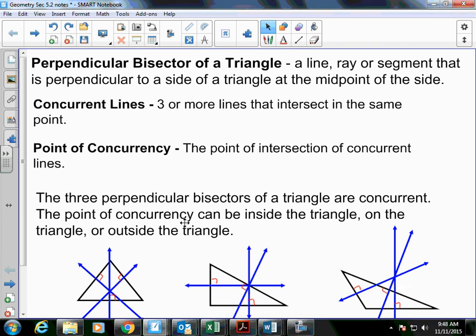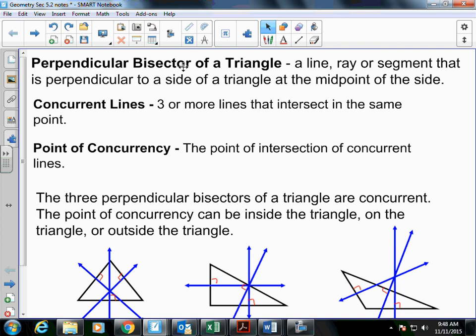Okay, so today we're looking at the bisectors of a triangle, and the first bisector we can look at is called the perpendicular bisector of a triangle, which is a line, ray, or segment that is perpendicular to a side of the triangle at the midpoint of the side. So exactly what it says it is. It's perpendicular, intersecting at a right angle, and it's a bisector, splitting it perfectly in half, going through the midpoint.